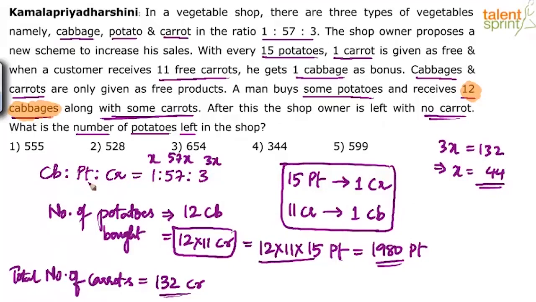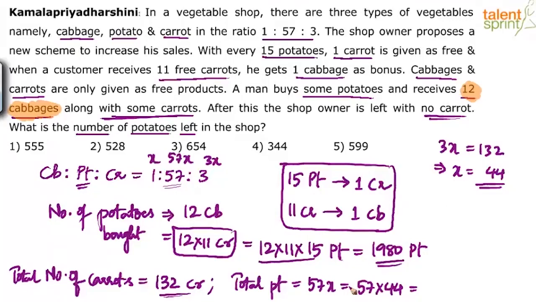So, can I say the total number of potatoes is 57x, right? So, the total number of potatoes is equal to 57x, which is 57 into 44. What is 57 into 44? 57 into 40, which is 50 into 40 will be 2000, and 7 into 40 will be 280. So 2280 for 57 into 40, let's do first.